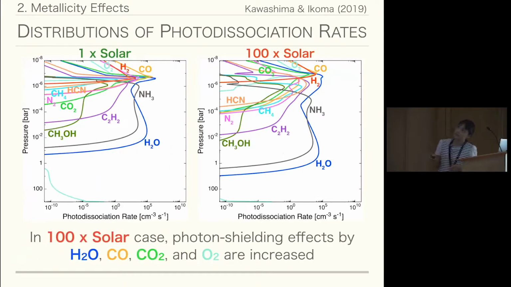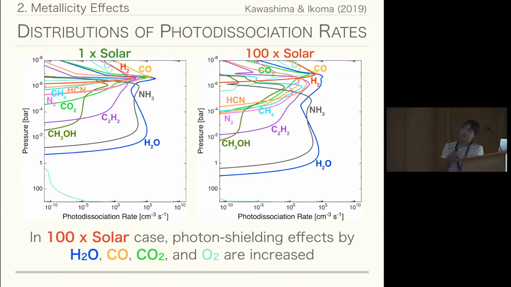And next, these two figures show the distribution of photodissociation rates of each molecule for the 1 solar and 100 solar metallicity cases. You see that in the 100 solar metallicity case, the carbon monoxide, NH3, H2O, and O2 photodissociation rates are larger compared to the 1 solar case because their abundance has increased.